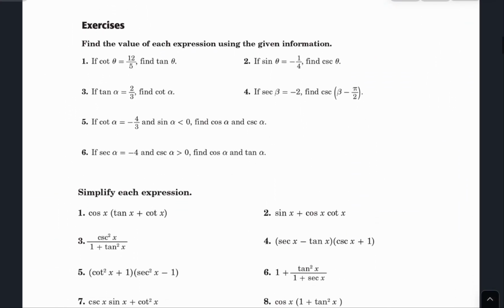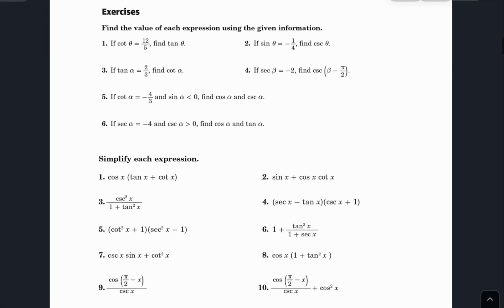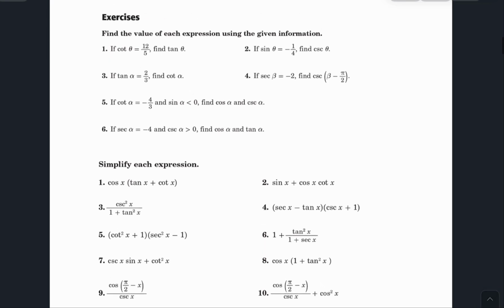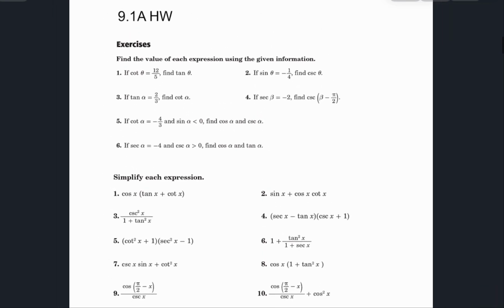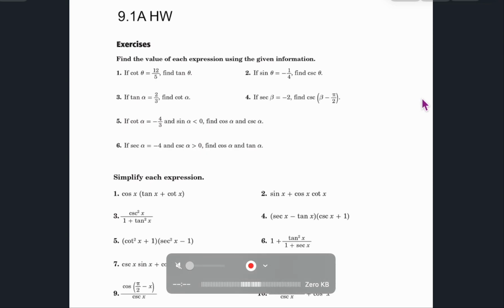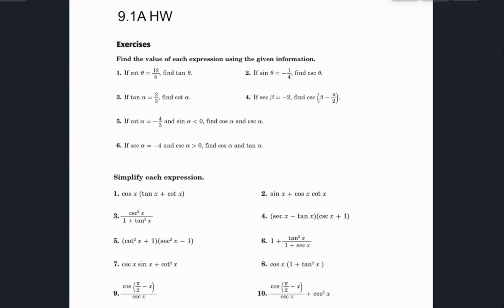So now you're ready to do these. And in this 9-1A homework, expect it to take some time. So there is 9-1A. It will get easier as you go through things. And we will probably do some of these problems together. There you go.